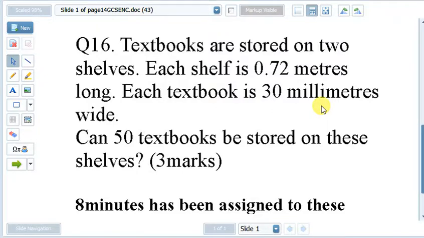So textbooks are stored on 2 shelves. Each shelf is 0.72 metres long. Each textbook is 30 millimetres wide. So just imagine how the textbook would look when you put it on a shelf, like a DVD.